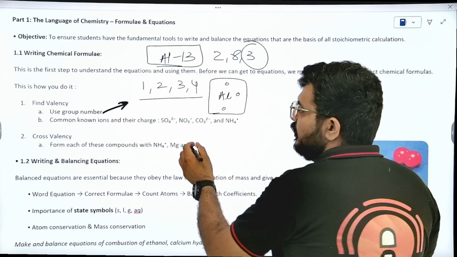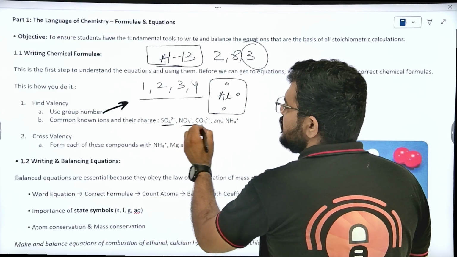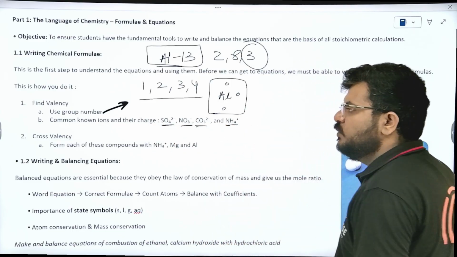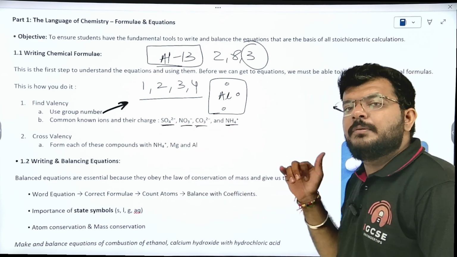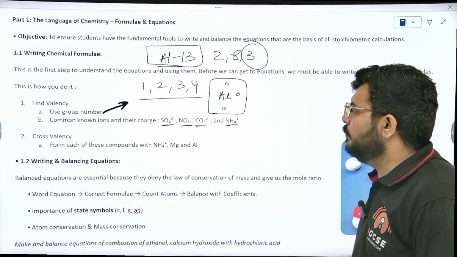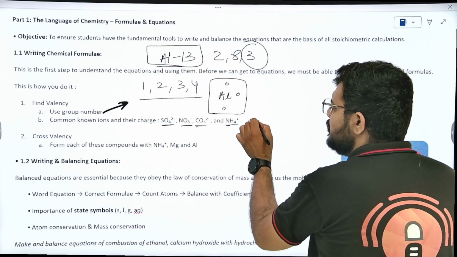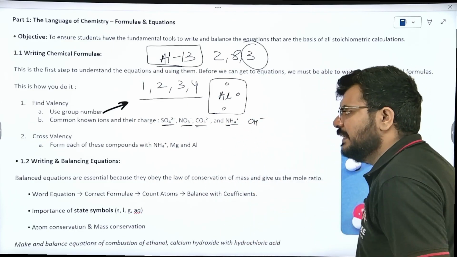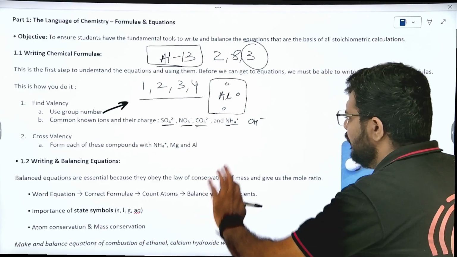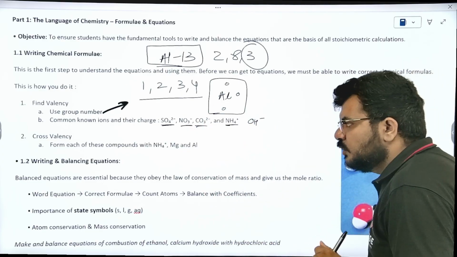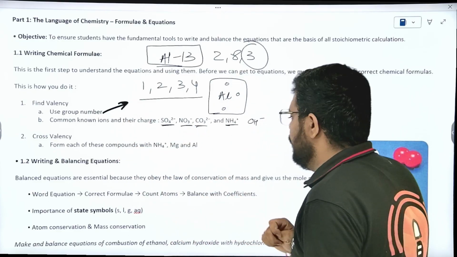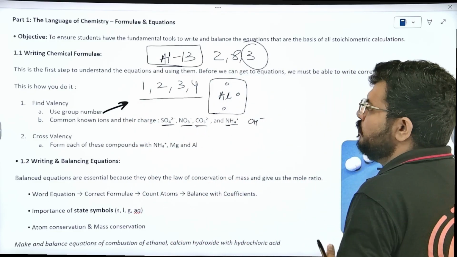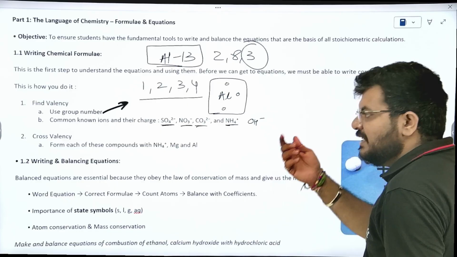And for ions that are known, these are the few ions that we already know, and you have to remember their valency and form compounds, right? One more such ion is OH negative, right? It has a charge of negative on it, which is -1. Now there are two logics to this. You can either cross valency or find logic. I understand this better with crossing the valency.